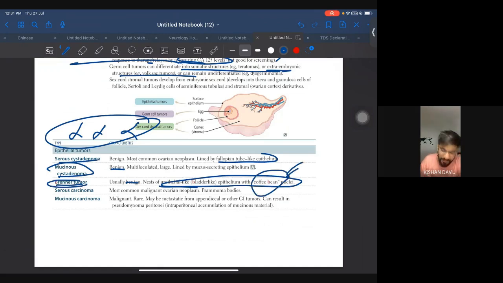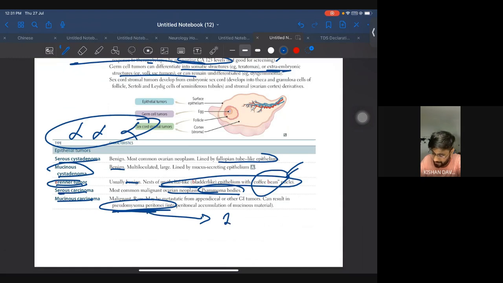One question is there in UL regarding Brenner tumor. Serous carcinoma, psammoma body, not important. Mucinous carcinoma: malignant, rare, can result in pseudomyxoma peritonei. Pseudomyxoma peritonei is important, and one question was there in UL.